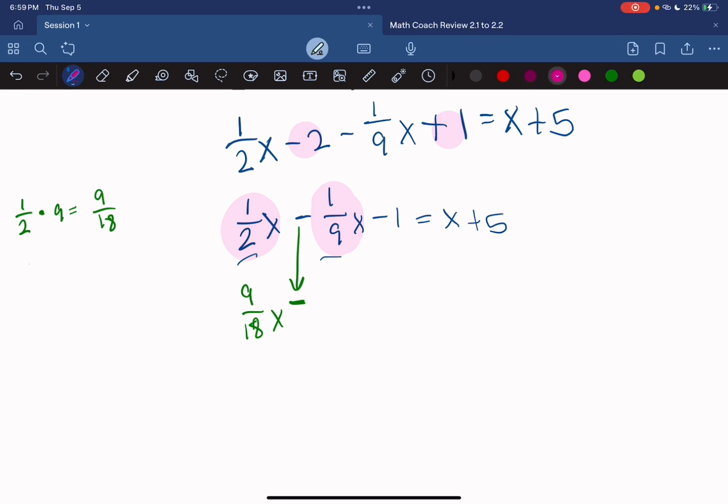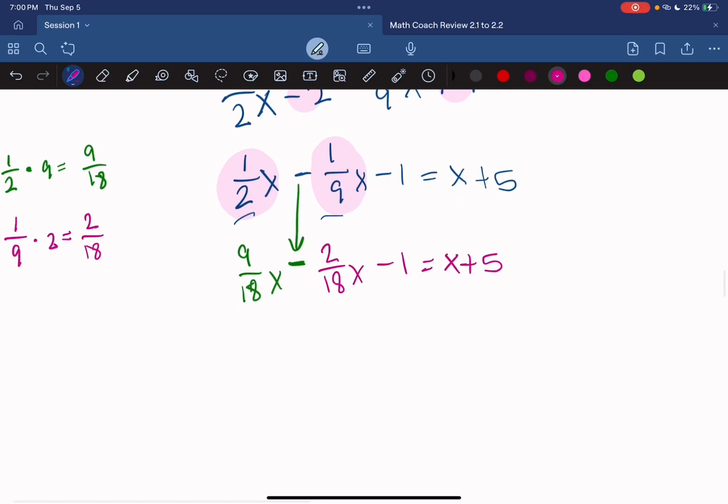Now, let's make 1/9 have a denominator of 18. And how do we do that? We multiply by 2. 1 times 2 is 2. 9 times 2 is 18. So 2/18x. Don't forget about the x. Now let's write the rest of the equation. Negative 1 equals x plus 5.